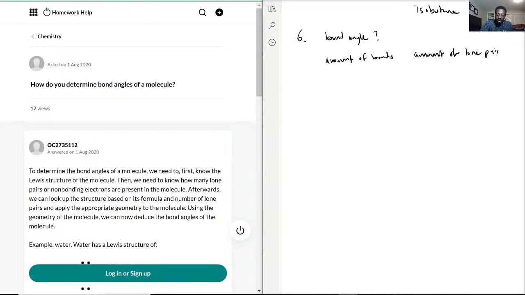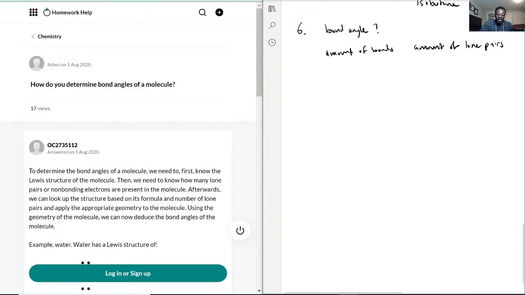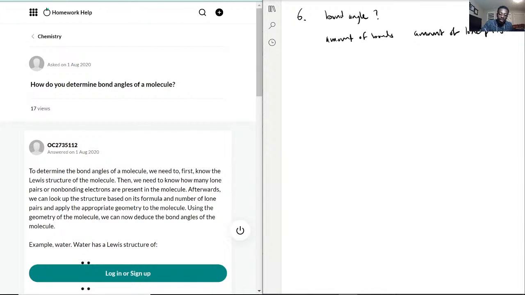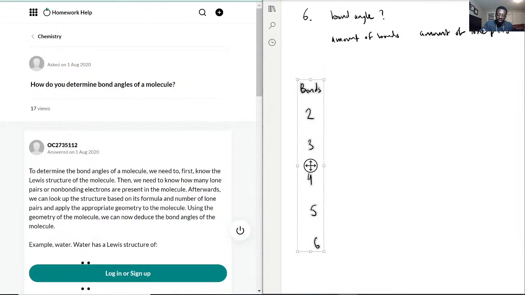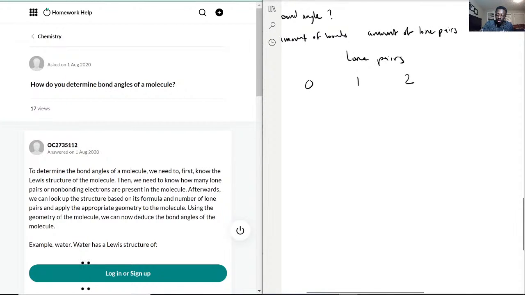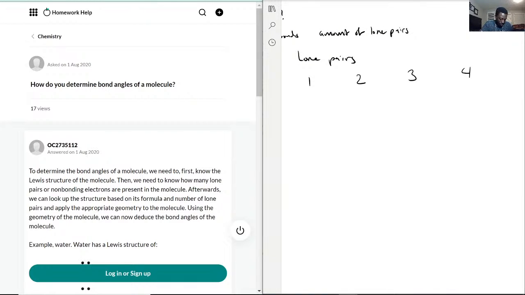So we're actually going to create a table here. We're going to break down each one, but I want to make sure I have enough space, so let me just write it like this. So amount of bonds, you always have to start with a minimum of 2 bonds. So let me just put bonds here: 2, 3, 4, 5, 6, and yes, things do expand that much. And now, amount of lone pairs. In fact, let me just move this down, so that way up here I can put lone pairs: 0, 1, 2, 3, 4. I believe that's how far it goes for lone pairs.